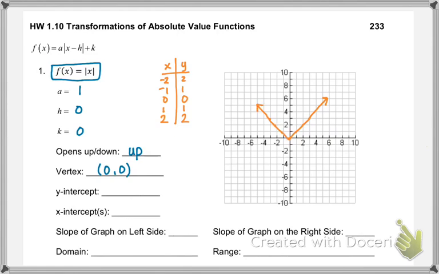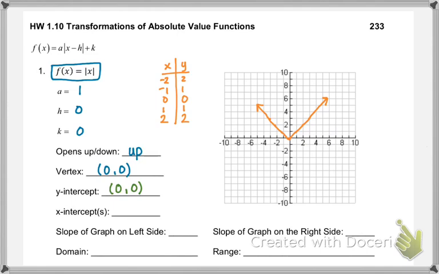0, 0. So for the y-intercept, think about what that means. The y-intercept is where the graph intersects the y-axis, and that would be at 0, 0. There's only one y-intercept. And then similarly, the x-intercept, or x-intercepts, sometimes you might have two, is where the graph intersects the x-axis.